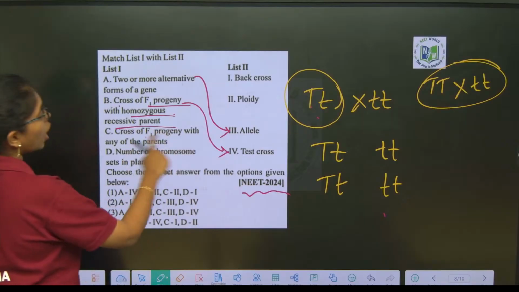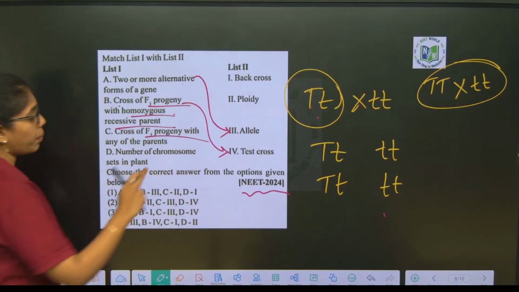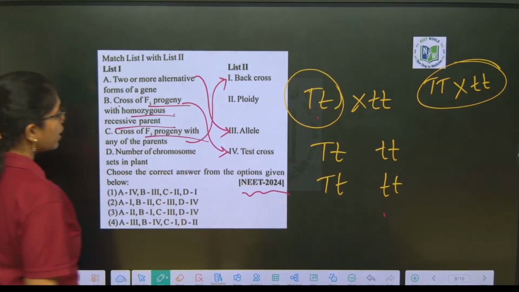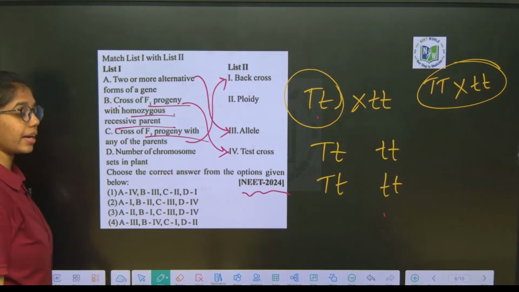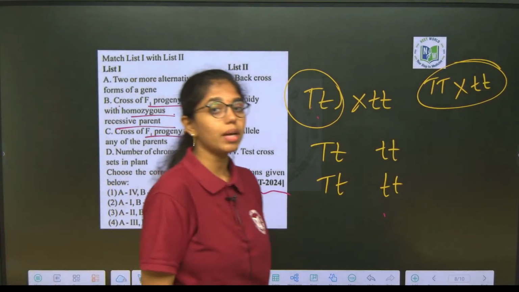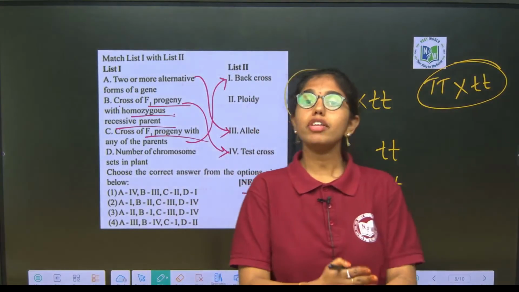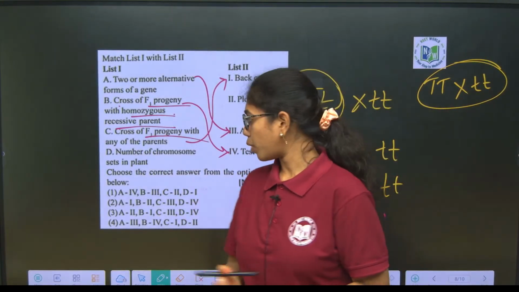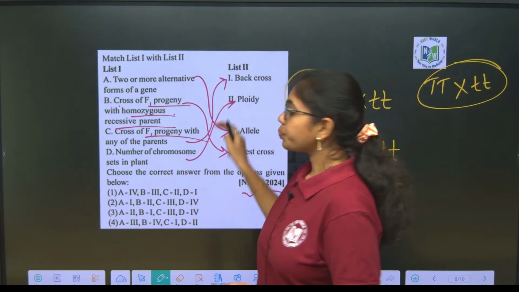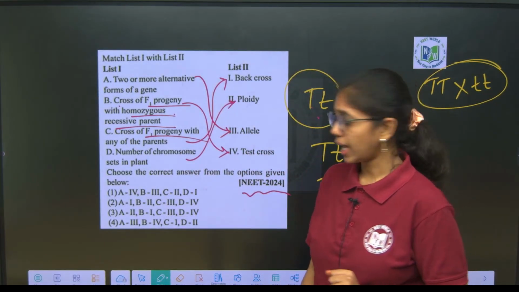Test cross. Cross of F1 progeny with any of the parents is what? Back cross. Number of chromosome sets in a plant. If there is a complete set of chromosomes in a plant, then it is diploid. Half the set of chromosomes, so it is haploid. So, D is what? 2. As such, you identify the answer, ma.